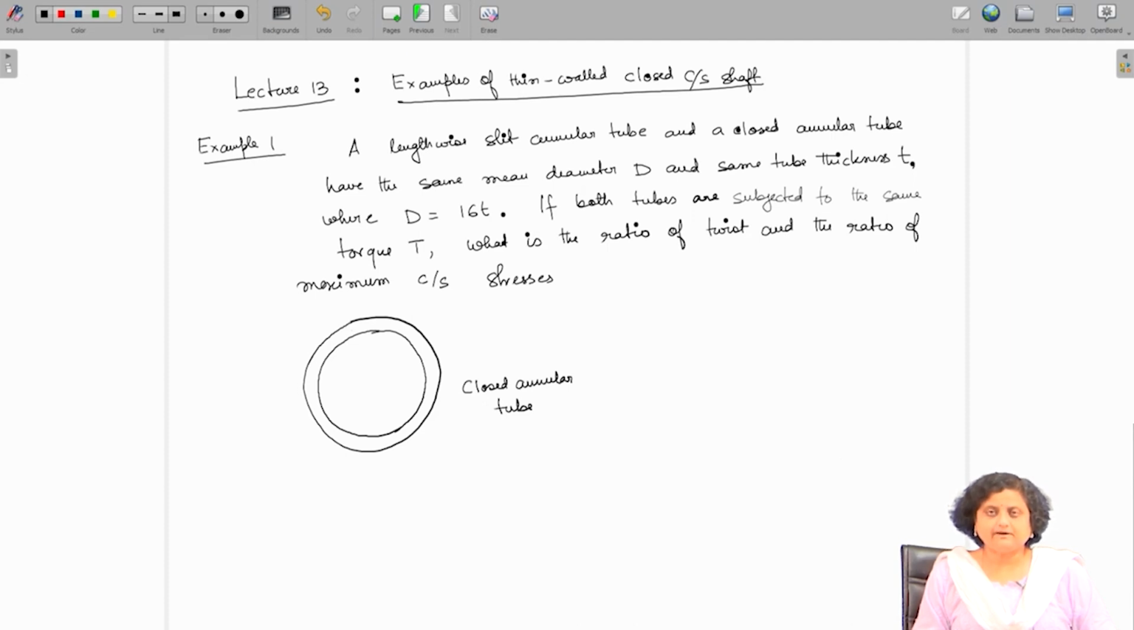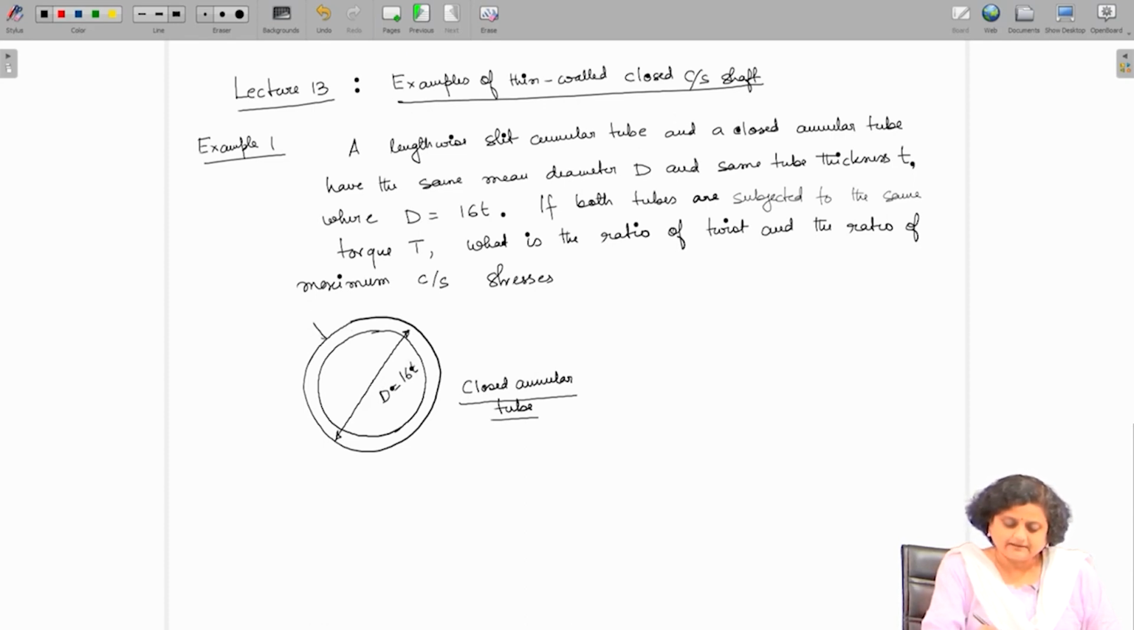In this example, there are two tubes, both are annular tubes, but in one of the tubes there is a slit. So, this is the closed annular tube. This is a perfect circle. Although I haven't drawn it as a circle, the mean diameter, that is the diameter of the center line of this annular cross section, is D, which is given as 16 T. T is the uniform thickness of the annular tube.